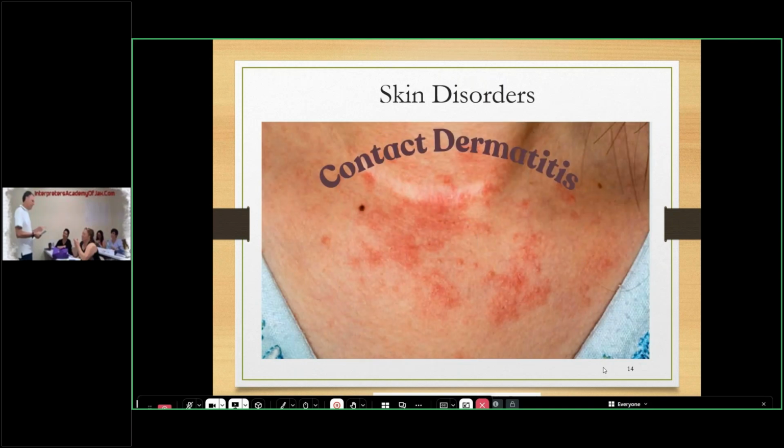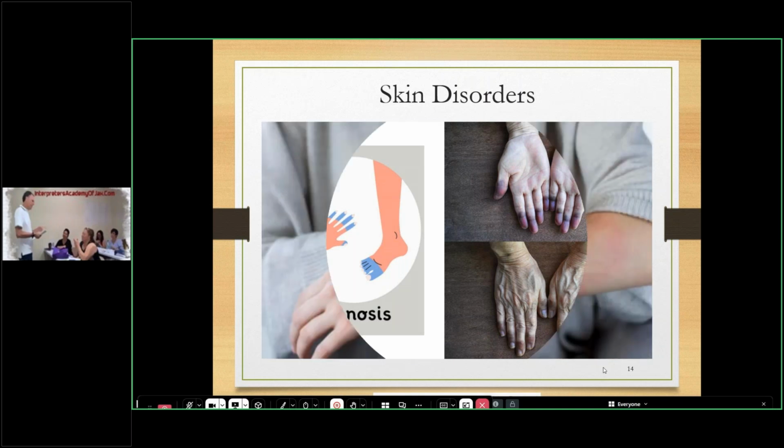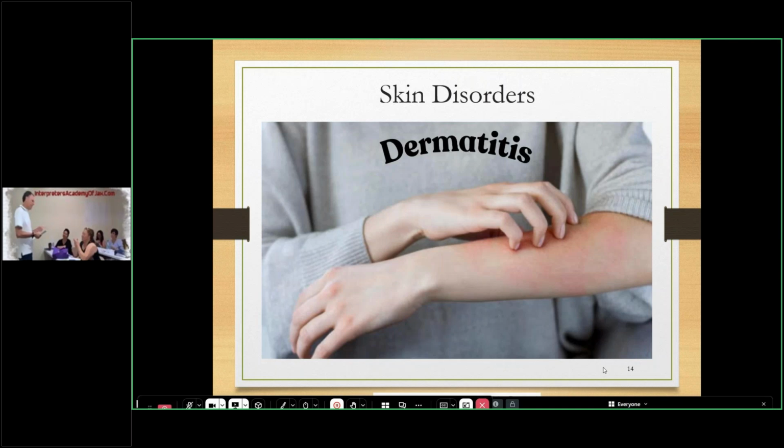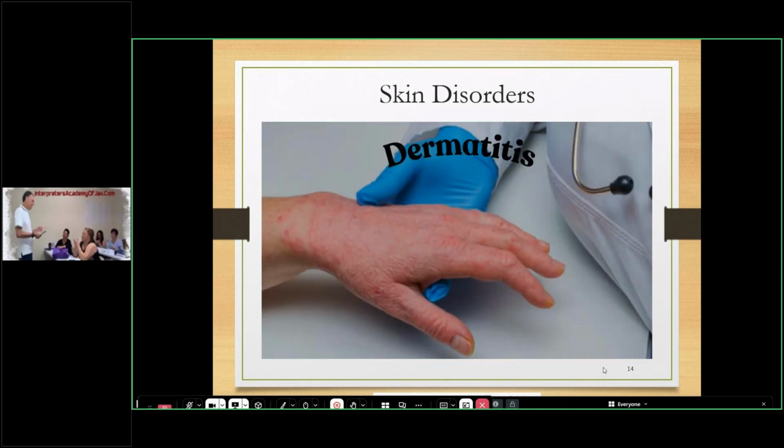Contact dermatitis is a skin rash resulting from exposure to an irritant or to a sensitizing agent that initiates an allergic response, such as poison ivy, an allergic reaction to nickel in jewelry, and so forth. Cyanosis. Cyano means blue and osis, condition. So, cyanosis is bluish discoloration of the skin and mucous membranes caused by lack of oxygenated blood to tissues. Dermatitis: dermato means skin, and itis, inflammation. Dermatitis is an inflammatory condition of the skin.